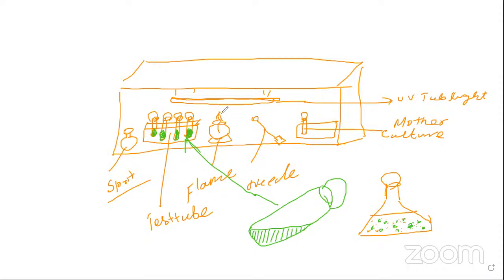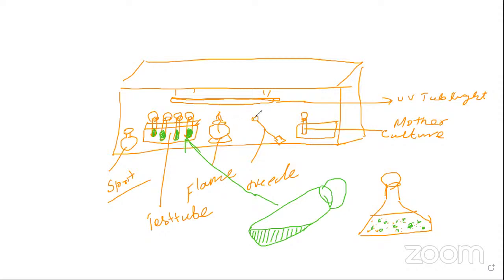All of this is done near the lamp only. Before that, you have to switch on the UV tube light. So what happens? Complete eradication of the microorganisms present in the airflow chamber. After that, you have to insert your hand, and then you are working in sterile condition.